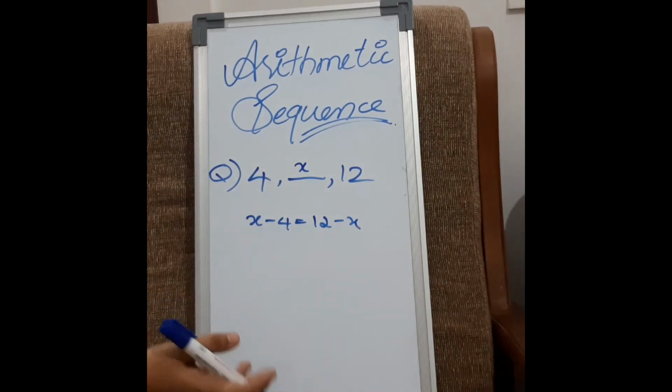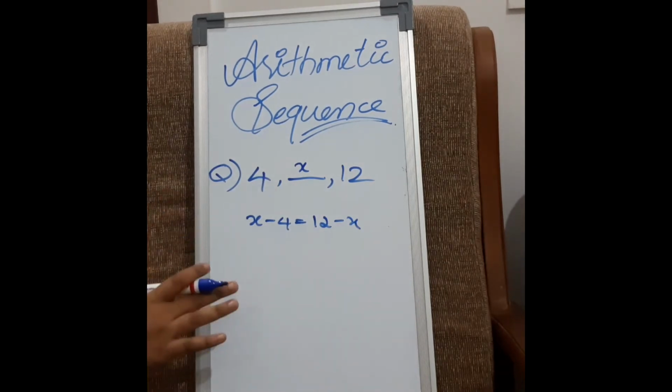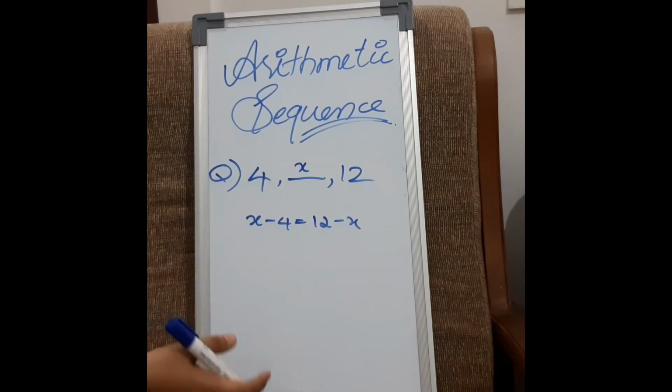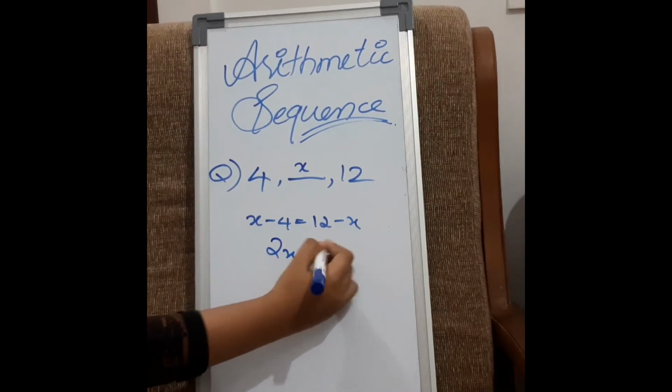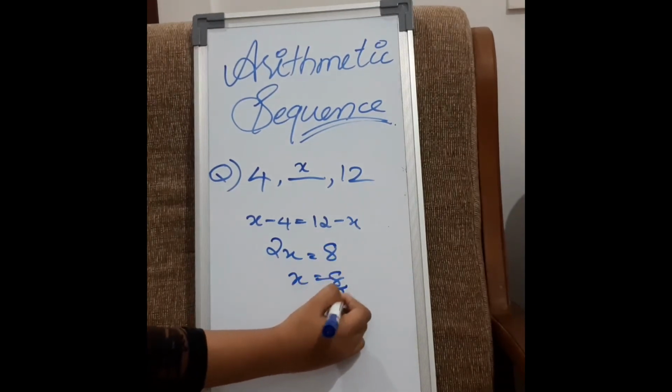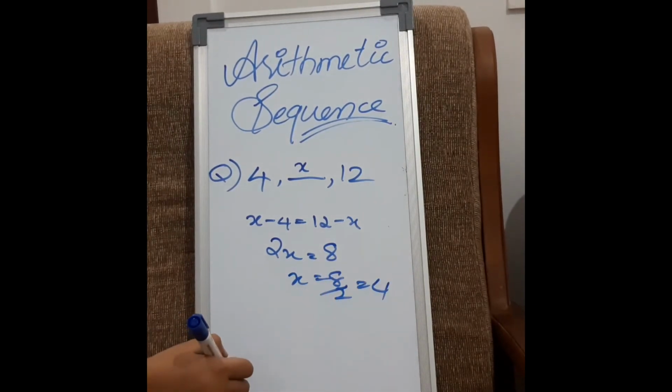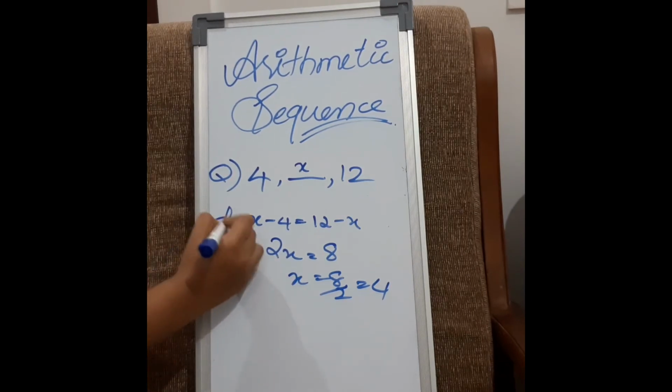We have told the difference between any two consecutive terms will be the same. In an arithmetic sequence the difference is the same for every pair of numbers, so this will be equal. That is 2x is equal to 12 plus 4, 16. x is equal to 16 by 2, 8. So we have got that the number is 8.